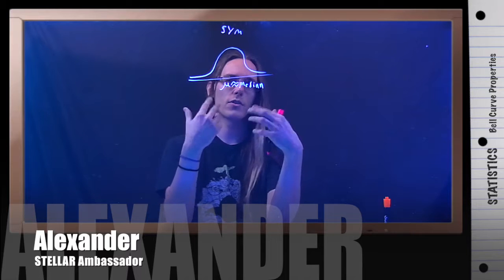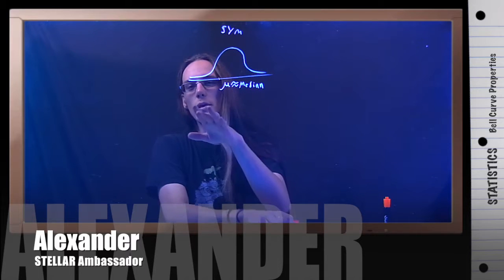Most things fall under a symmetric distribution. You have a few people who are really low or really high on whatever it is that you're analyzing, but most people fall around some central value, the average, right? That's a symmetric distribution. Let's talk about left-skewed.